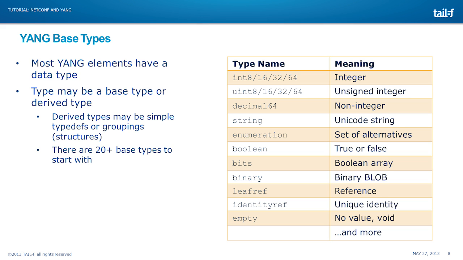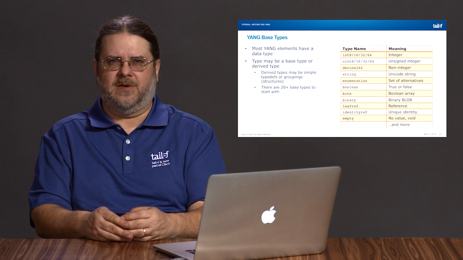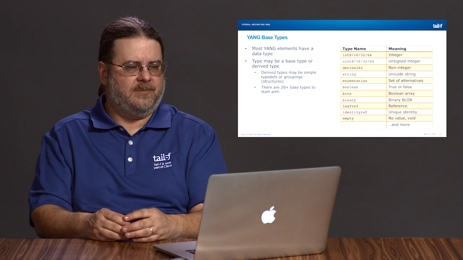A type that you use on an element that stores data, such as a YANG leaf or leaf-list, will have a type that can either be a base type or a derived type. Derived types might be a simple type, or it might be a grouping. A simple type, such as a typedef, is an individual data item. A grouping you can sort of think of as a structure. It's a grouping of multiple data items that can be pulled together. We'll show an example of a grouping later on during this module.